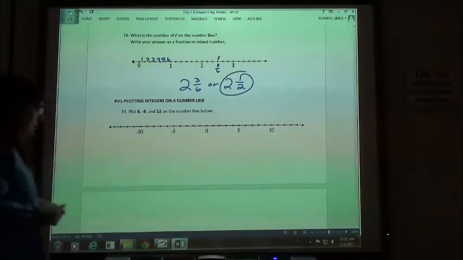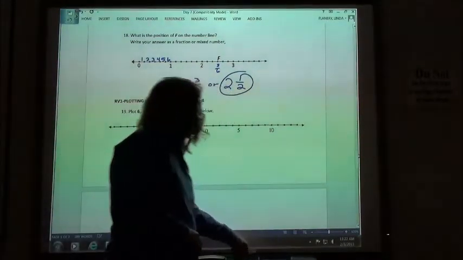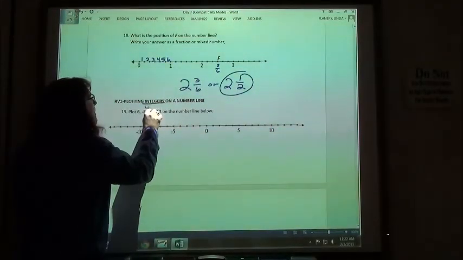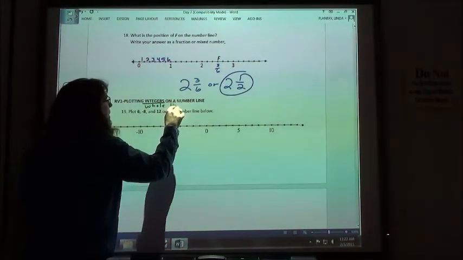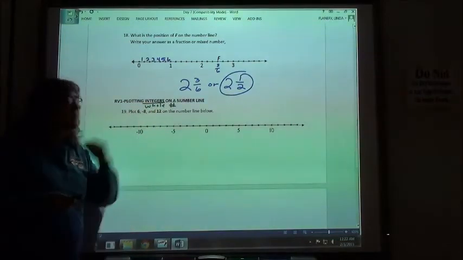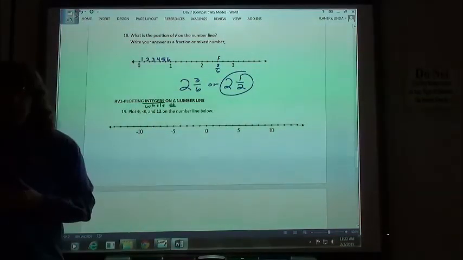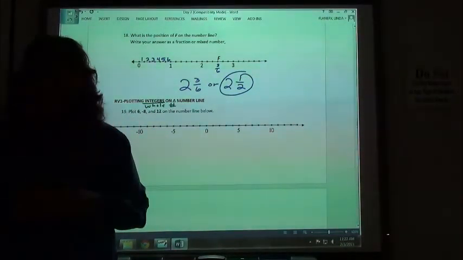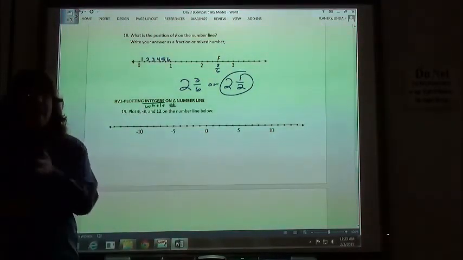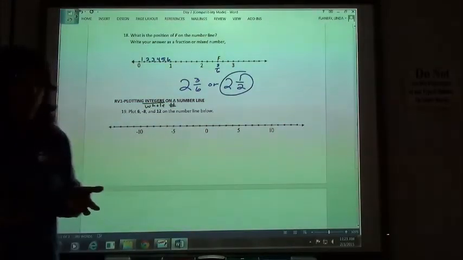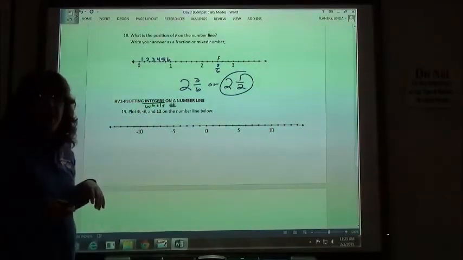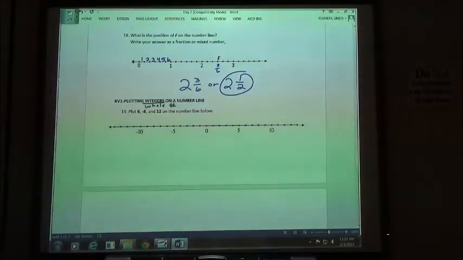Number 19, we are plotting integers on our number line. An integer is just a fancy name for a whole number, right? 6 is a whole number, -8, +12. Now technically whole numbers really are only the positive numbers, and so that's why they use the term integer, because integer tells me I can have positive and negative numbers as well as 0. So whole numbers really are only positive. Integers could be positive, negative, or 0. That's why they use integer.